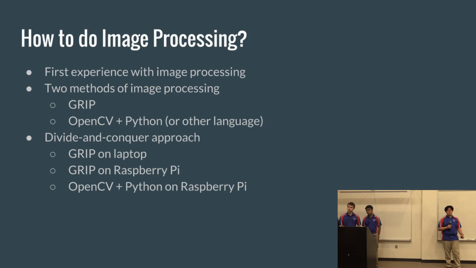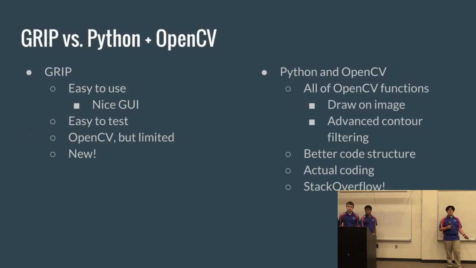So what we did is we had some people on the programming team work with GRIP on the laptop, some people worked with GRIP on the Raspberry Pi, and some people actually worked with OpenCV and Python on the Raspberry Pi. And we would experiment to see which one ultimately proved to work out the best. In the end, it was Python and OpenCV on the Raspberry Pi. And here's some of the reasons why.